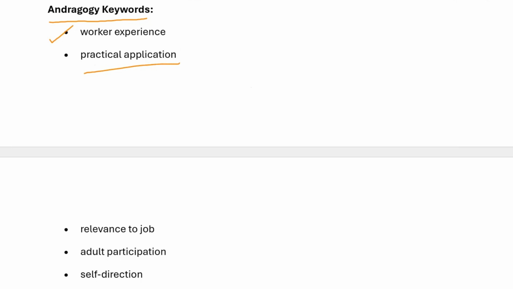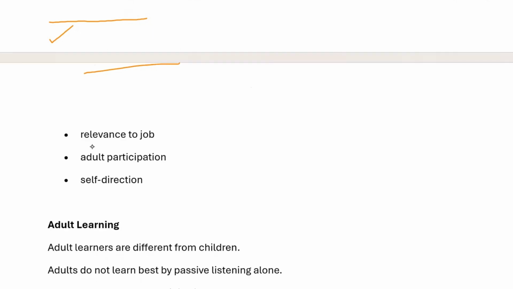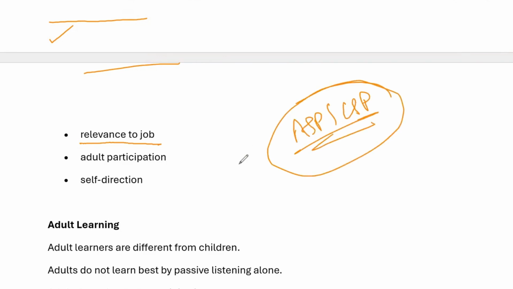Relevant to job: whenever you are teaching adults, it should be job relevant. You will be teaching about confined space, work at height, something job relevant. Nowadays you are learning this ASP CSP because this is relevant to your job, because then only you will get promotion, then only you will get a good job and good career opportunity. That is why you are learning this. This is also job relevance, otherwise you would not listen to this video.